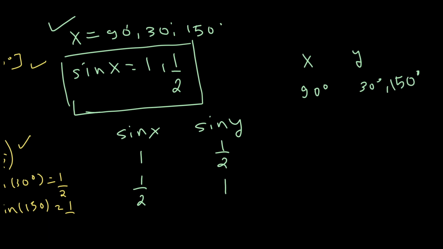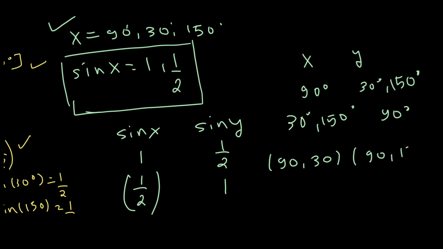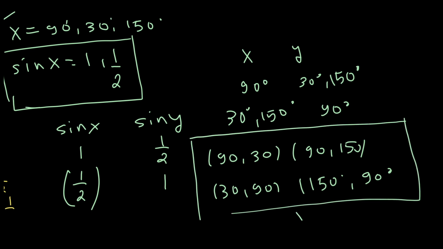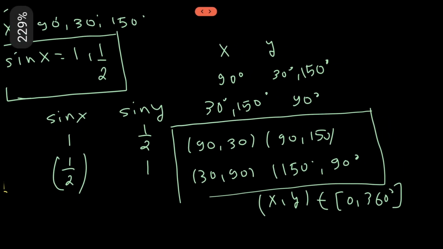Similarly, when sine of x equals to 1 upon 2, therefore the value of x equals to 30 degree and 150 degree. Therefore the value of y turns out to be 90 degree. So the final pairs of solution are like this way: 90 degree, 30 degree; 90 degree, 150 degree; 30 degree, 90 degree; 150 degree, 90 degree. These are the four solutions for x, y in the range of 0 degree to 360 degree that will satisfy both of these equations, and this is the answer that we were looking for.